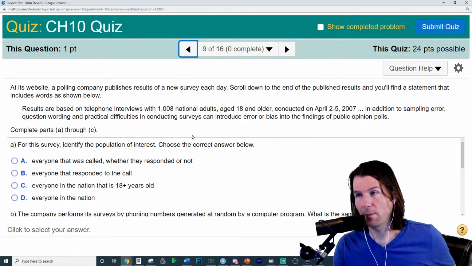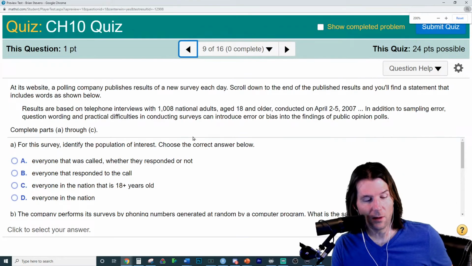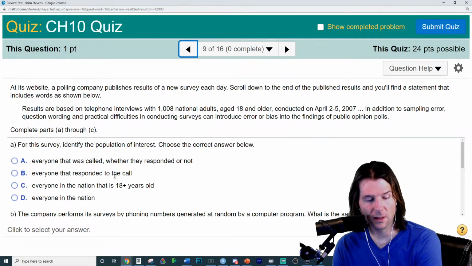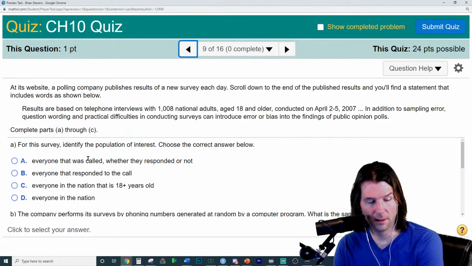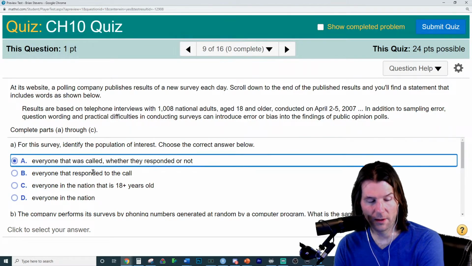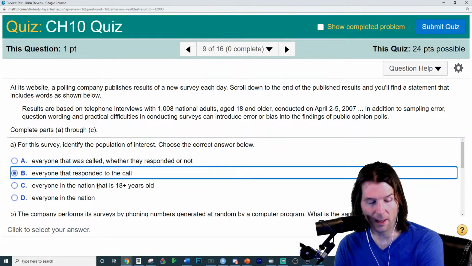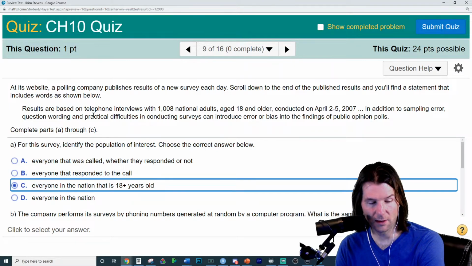For the survey, identify the population of interest. I think they're pretty much saying all adults, right? Let's see. Not everyone that was called. That's going to be the people they attempted to talk to. Not everyone who responded. That's the sample. Yeah, they're saying adults.